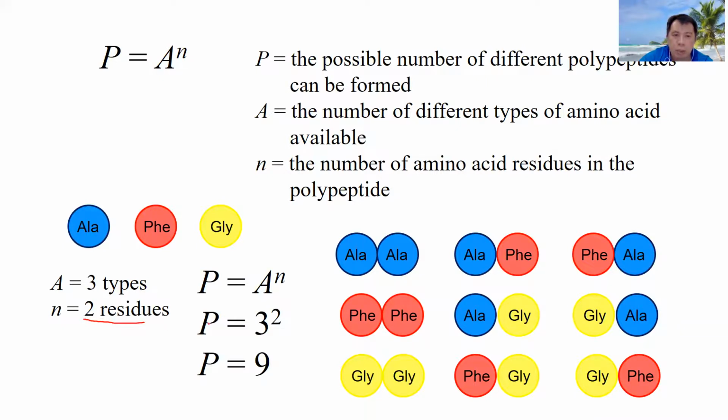So P is equal to 3 types. How many types? 3 types. Power dipeptide, the number of amino acid residues. So here the answer is 9. This is the possible number of different dipeptides that can be formed. So now you know how to calculate the possible numbers of different types based on the different types of amino acids available.